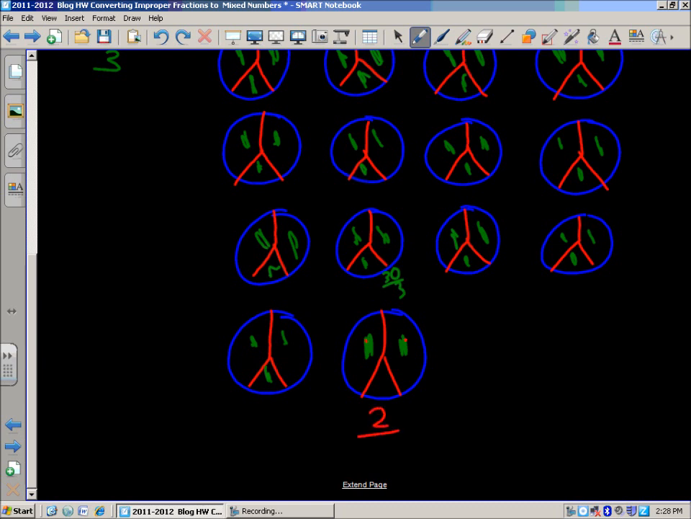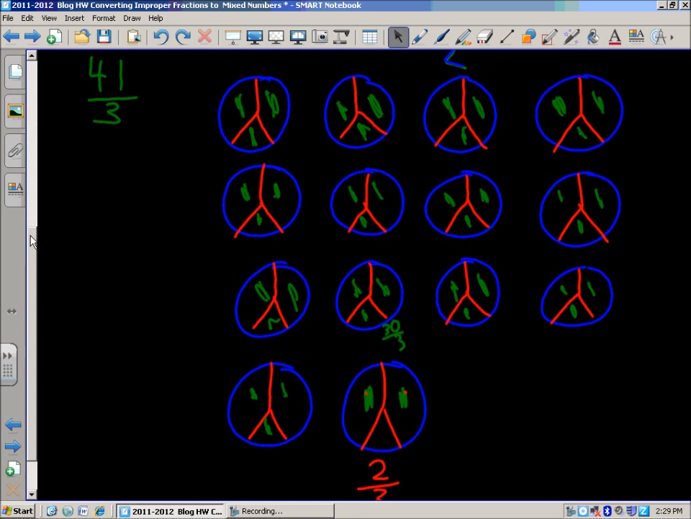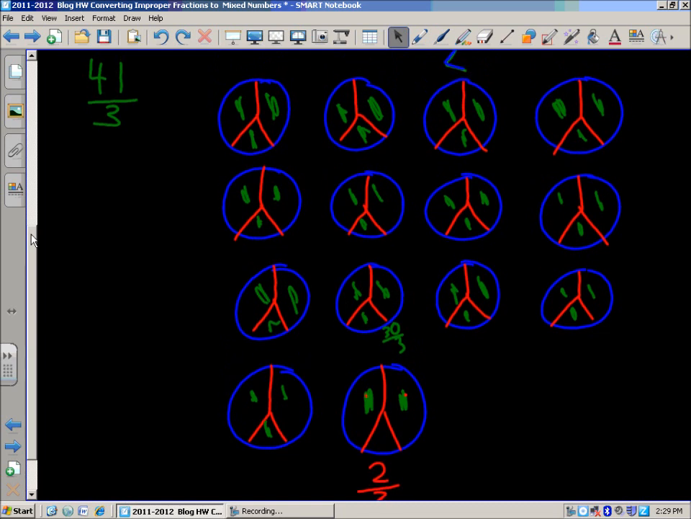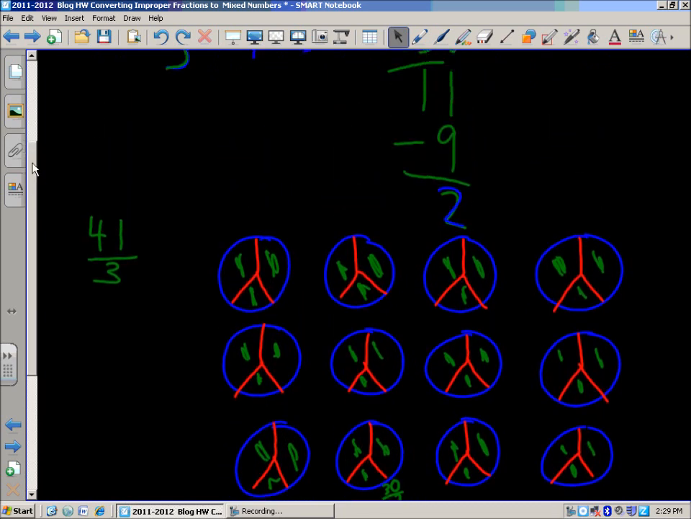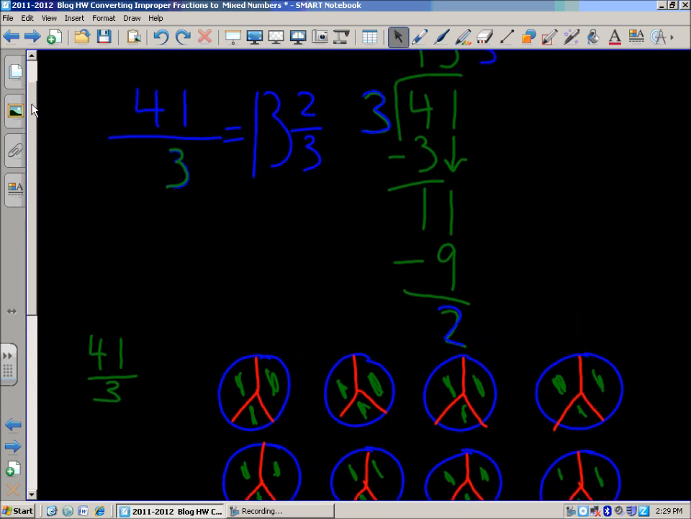So that's our 2 out of 3 one, 2/3, and we actually filled in 13 whole pies there. You could count them up if you need to, pause and count if you need to. But you end up with this same mixed number. 13 and 2/3. And there you have it.